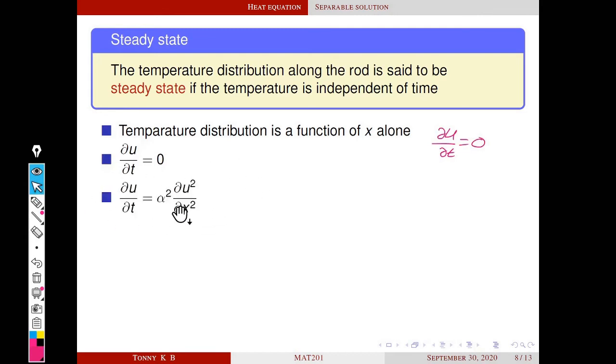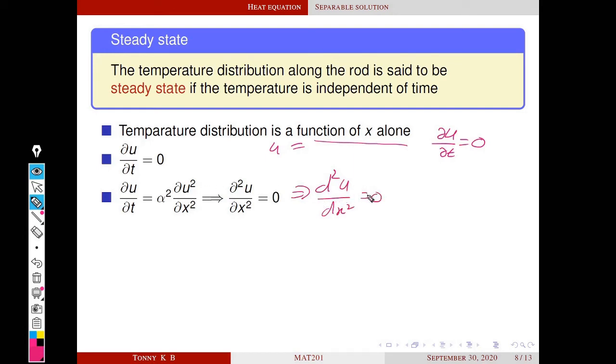So this is our heat equation. Our heat equation becomes, this side is 0. So this implies partial d square u by dx square equal to 0. So the steady state solution satisfies this differential equation. Now we assume that the system is in steady state. So our u is a function of x alone, that is u in terms of a single variable x. So this representation becomes the normal derivative d square u by dx square equal to 0.